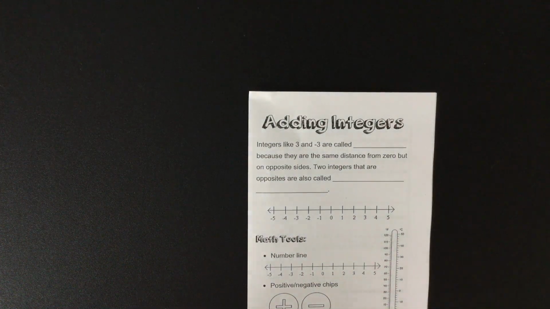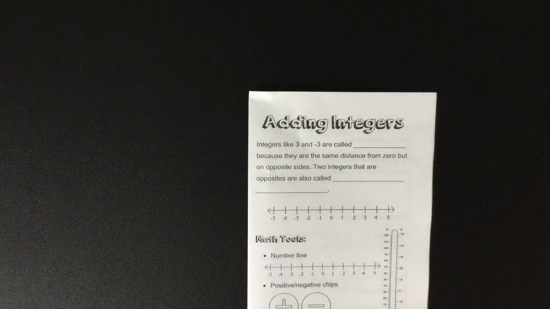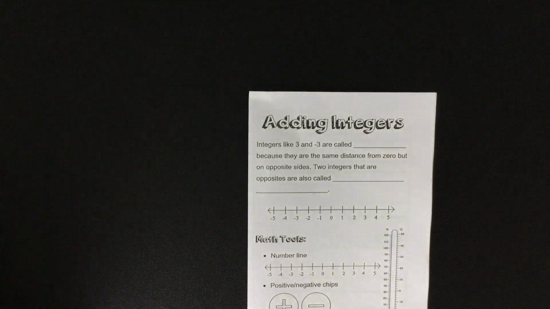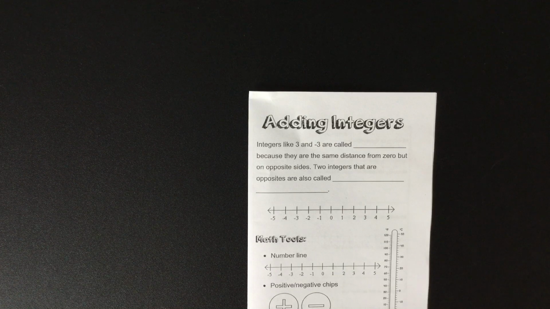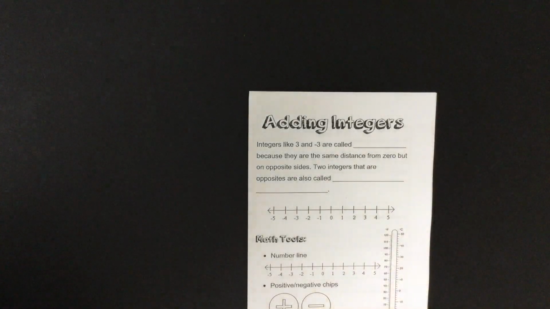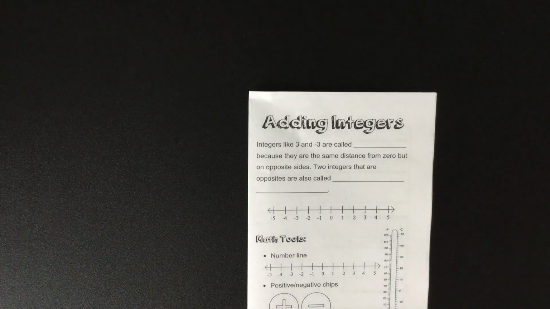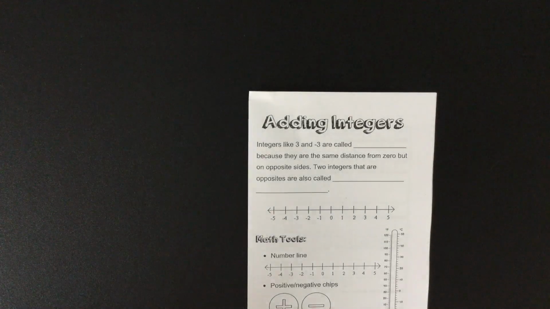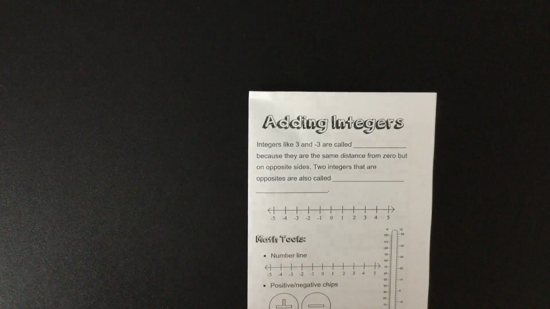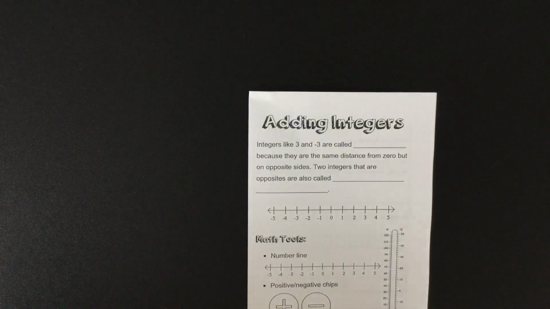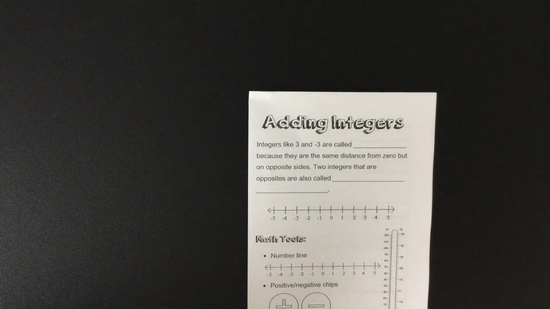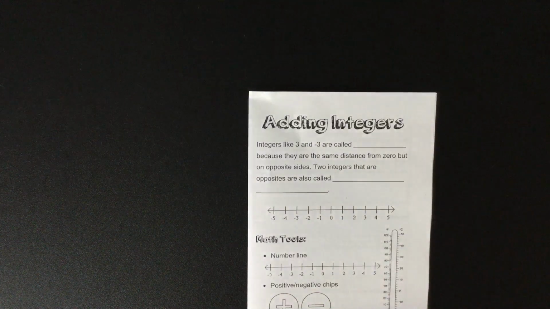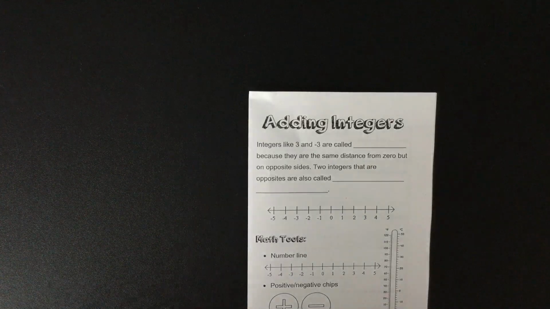All right, good morning. We are going to be doing adding integers today. We're going to do a little bit of recalling back from yesterday's and the day before's lessons when we talked about integers, positive integers, negative integers, absolute value, and opposite integers. All right, you will need a red and yellow colored pencil. So make sure you have that out because we are going to be doing a little bit of coloring. All right, adding integers.